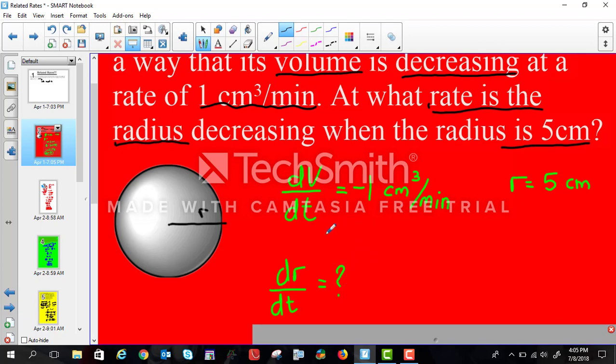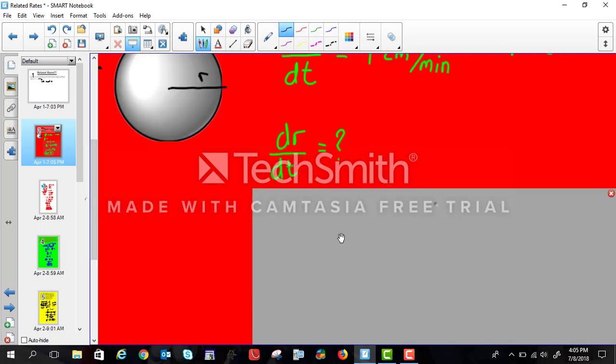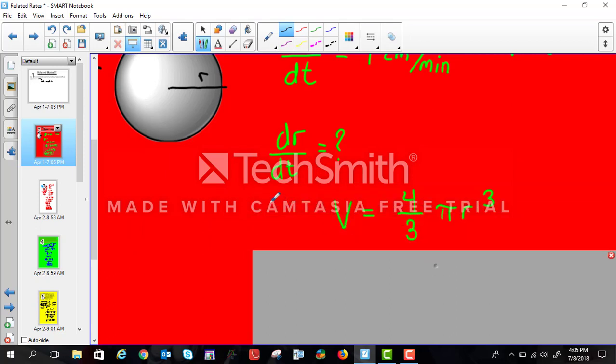So the issue is now to figure out what is the relationship between these two variables. What is the relationship between volume and radius? And if you know the volume of a sphere, you know that relationship. If you don't know, that's the relationship. The volume of a sphere is 4/3 pi r cubed. So then what we do with that is we take the derivative of it with respect to time. So that means it's implicit differentiation, which we've talked about before.